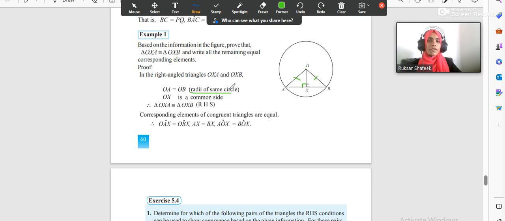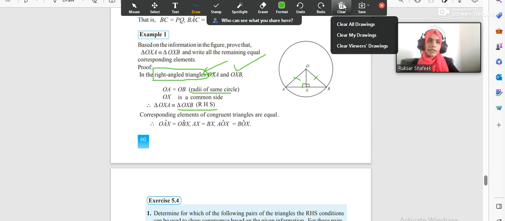Reason would be radii of the same circle. So, therefore, both of these triangles are congruent under RHS. Now, the reason why they have not actually written OXA is equal to OXB is because they have specified in the right angle triangles in this part. So, when you specify that they are right angle triangles, you are actually confirming one of the conditions at this point, and it's met. So, there is no problem with that.